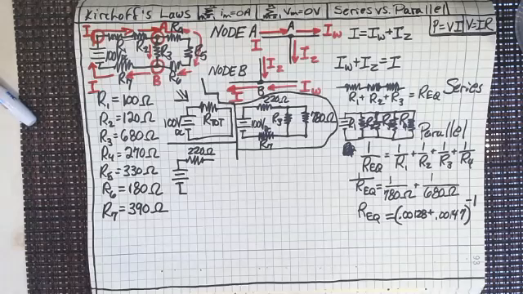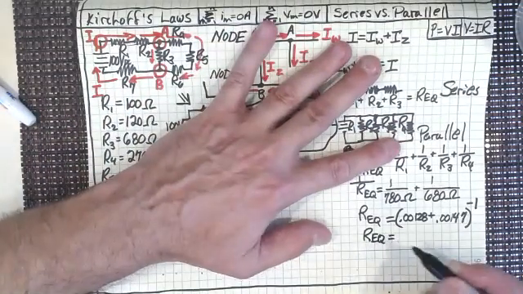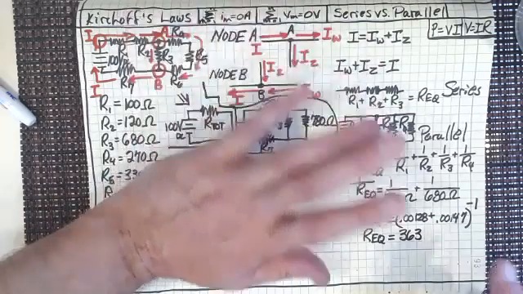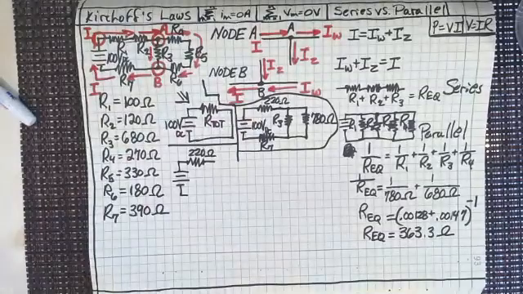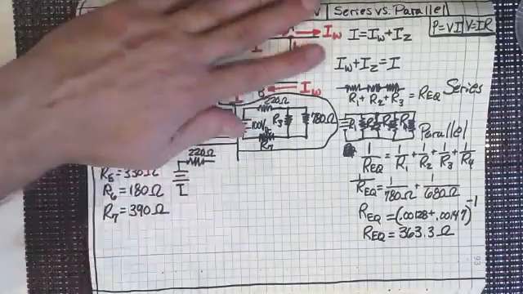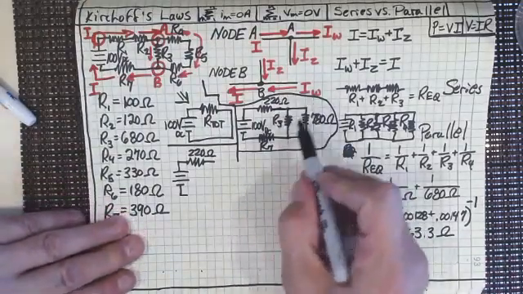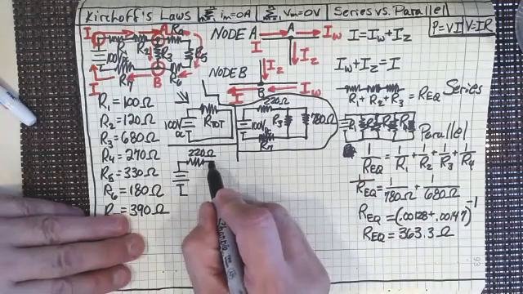So just a second. And I get 363. So R equivalent is going to be 363.28. I'm just going to say that's 363.3. All right, so my equivalent is 363.3. We can really say it's 363. So why don't we just say it's 363? It's just easier to write it all on here.